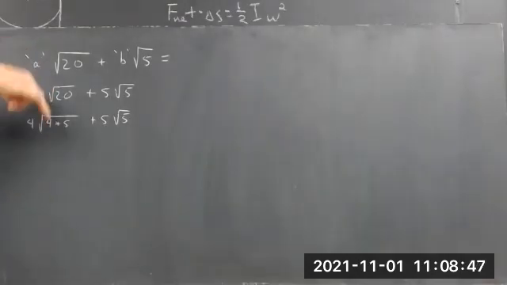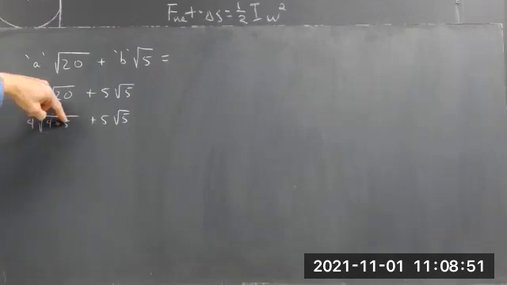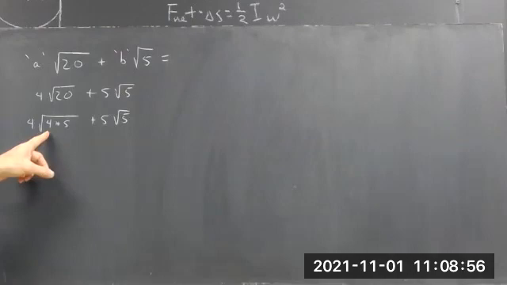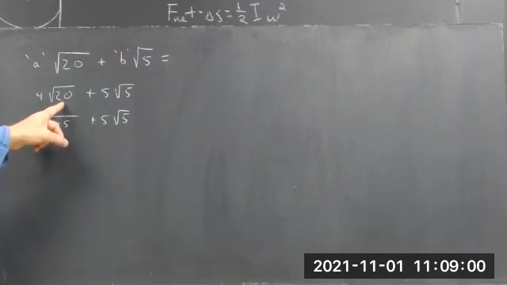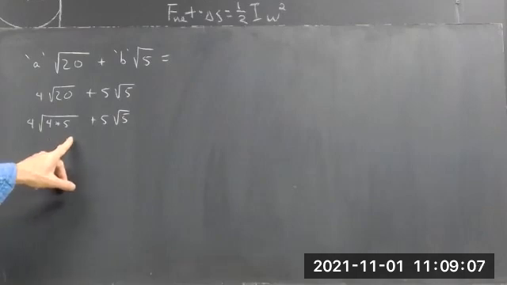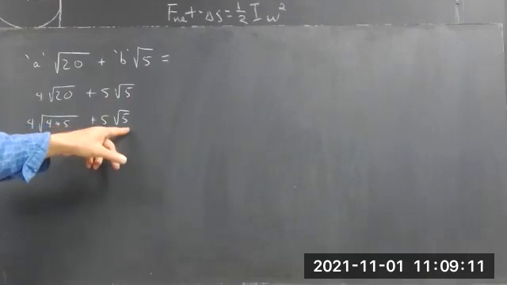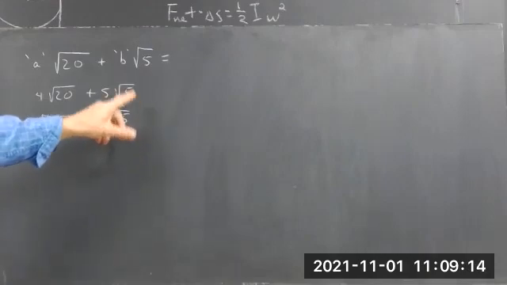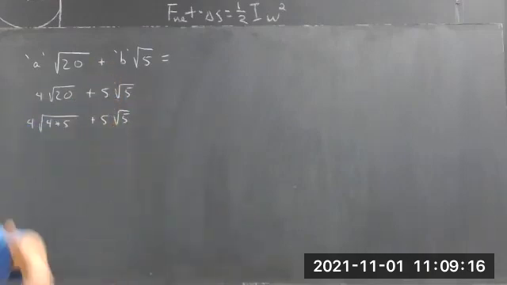The only difference between this step and this step is I've written 20 as 4 times 5. Why would I do that? Because I know the square root of 4. Calculate the square root of 4. So I take the biggest square that goes into 20 and factor 20 by that square. Okay. Now, there's no perfect square of an integer that goes into 5, so we don't do anything with 5.